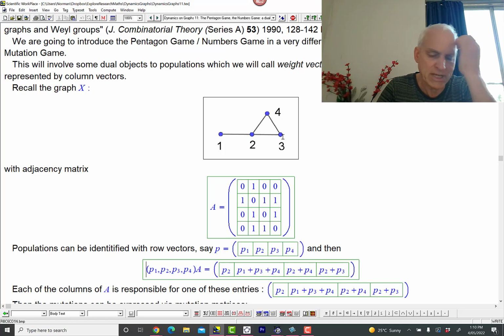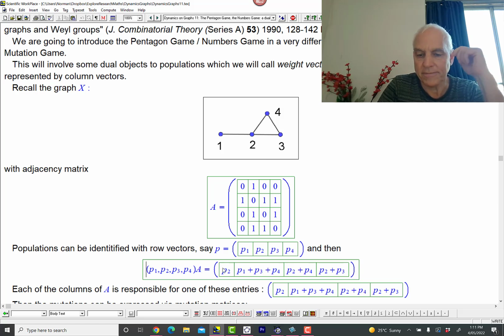So that can now be identified with a row vector, because we've organized these vertices. We basically ordered them: 1, 2, 3, 4. So a population can then just be exhibited by the row vector, which just enumerates the values at 1, 2, 3, and 4. Say P1, P2, P3, P4.